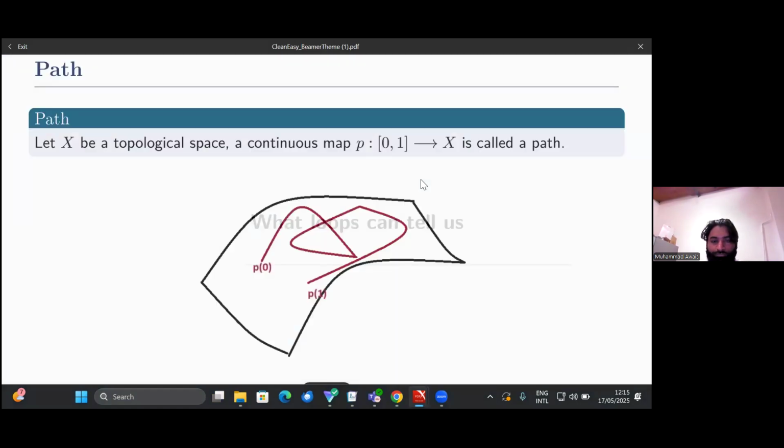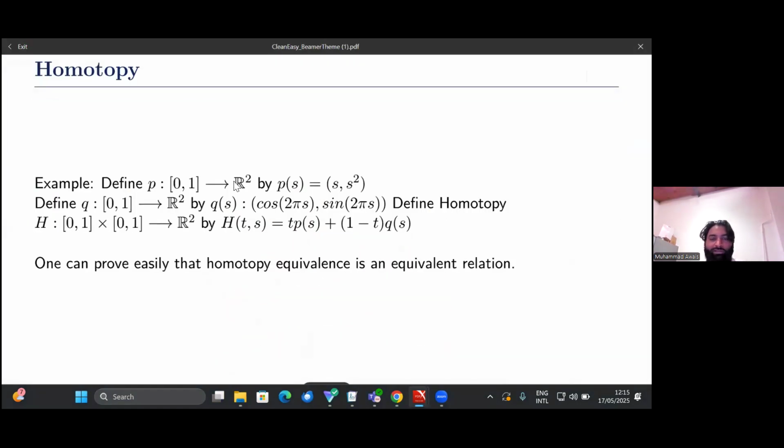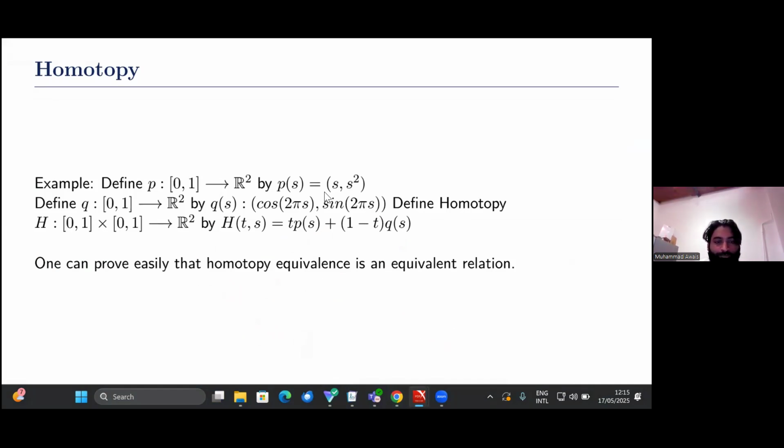Okay, so these are the examples. One can see many examples in some references.